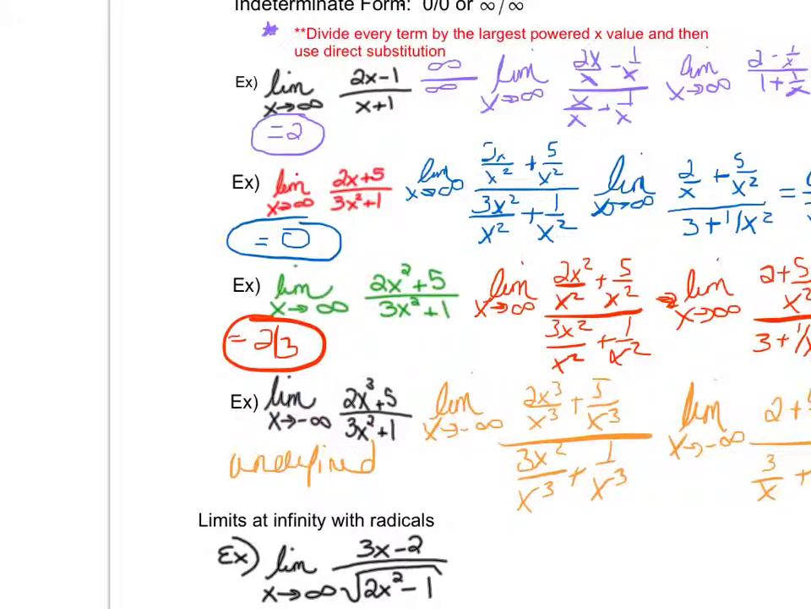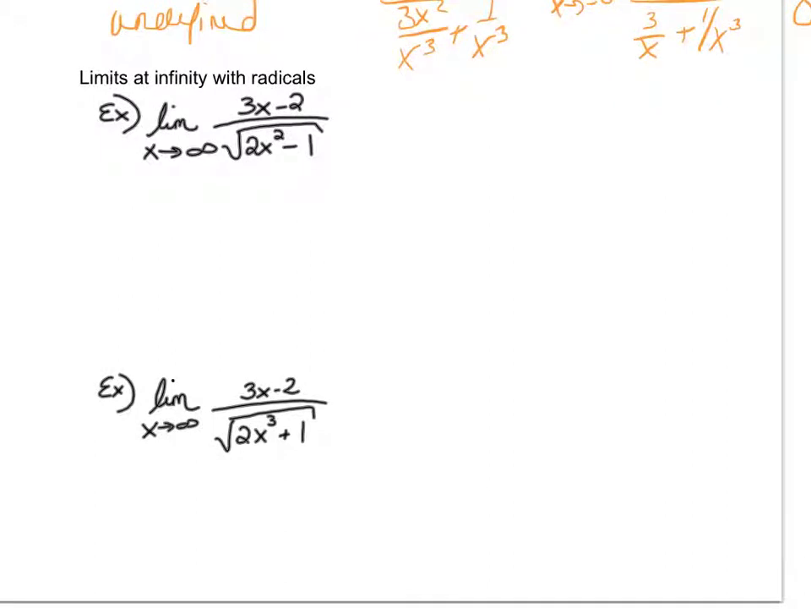All right, so now let's move on and look at limits with radicals. The same rules will apply. We just have to look at determining what our largest powered variable is a little bit differently. In the first example with radicals, I notice that on top I have an x, and on the bottom I have an x squared, but the x squared is under a radical. So technically I have the square root of x squared, which reduces to x. So in this particular instance, I'm going to divide everything by x.